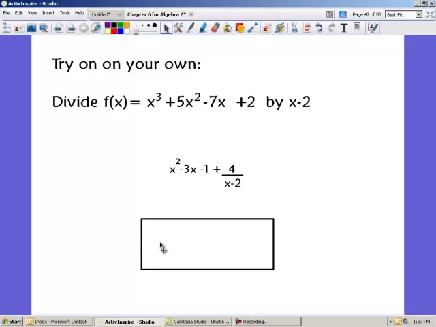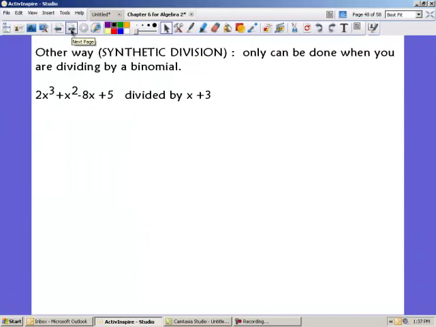So here's the answer that you should have gotten for this. And again, if you did it right, good job. If you didn't, then bring it to class and I can show you what you did wrong. And this is with long division. There is another way to do division, but this can only be done when you're dividing by a binomial. And it's called synthetic division.